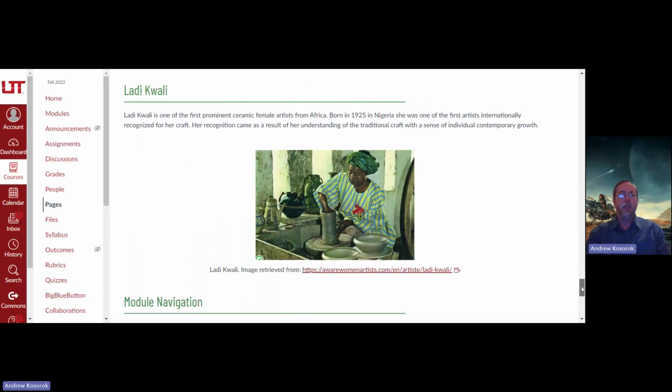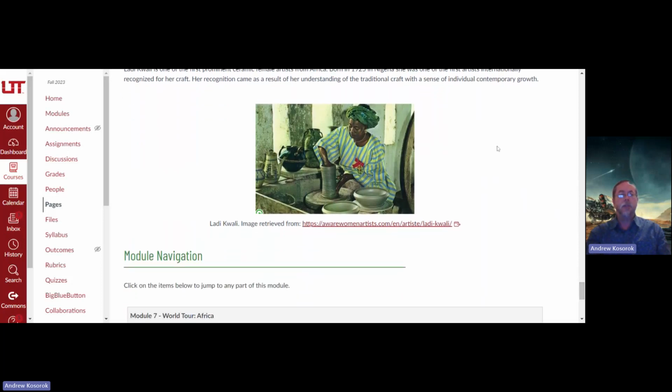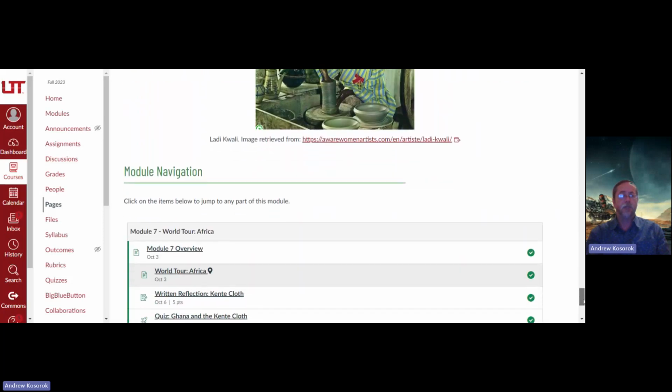So she really understood the material properties of clay, as well as she had a real rich depth of understanding of aesthetics. So her work is impeccable craftsmanship and really beautiful design.